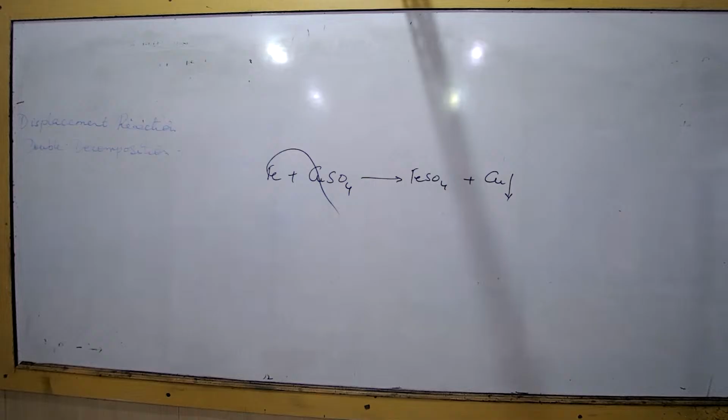Yeah. Why has the color changed? The color has changed because the iron has displaced copper, and iron sulfate is formed. The reaction has taken place. Can anyone tell me why the color has changed? That's the color of iron sulfate. Yeah, because it's no more copper sulfate. It's now become iron sulfate.